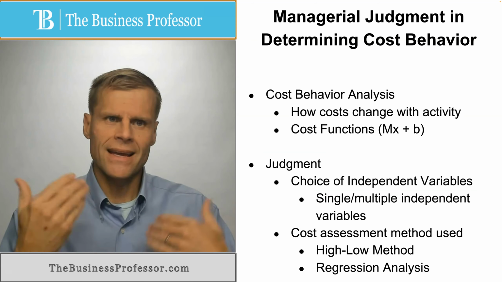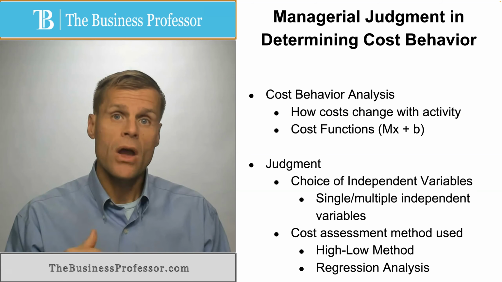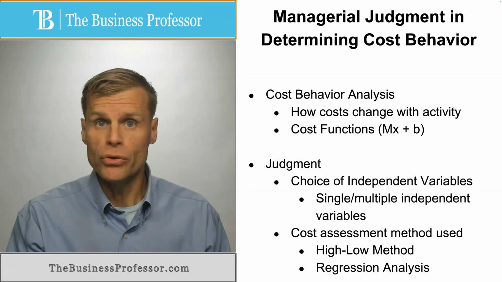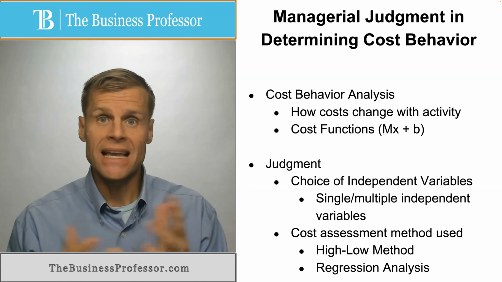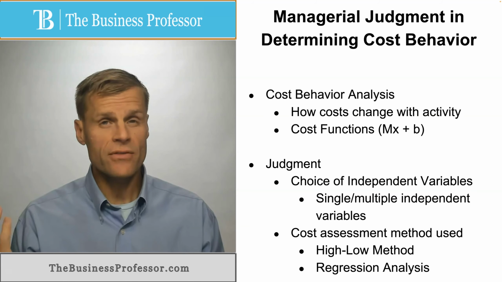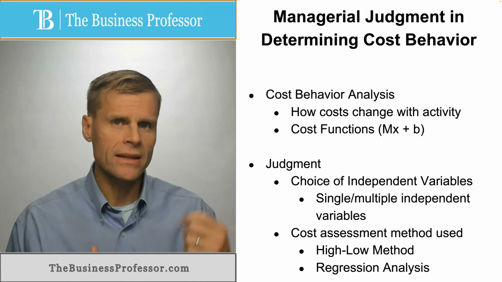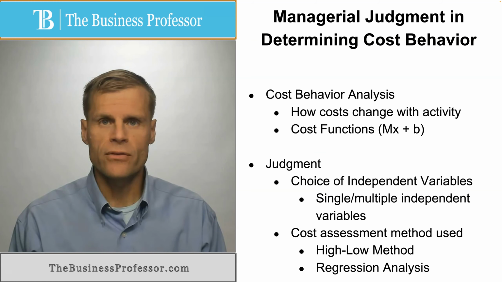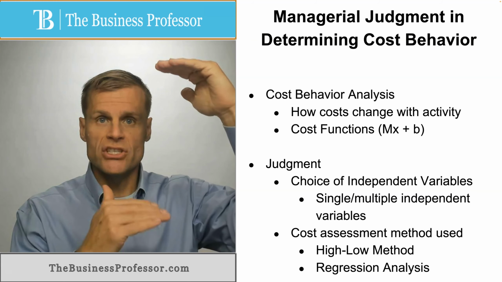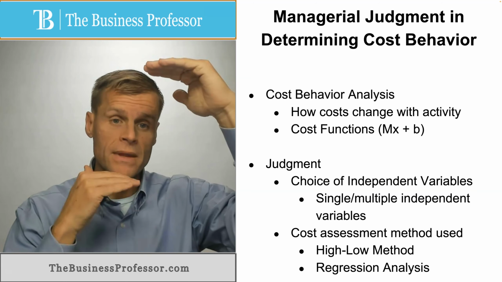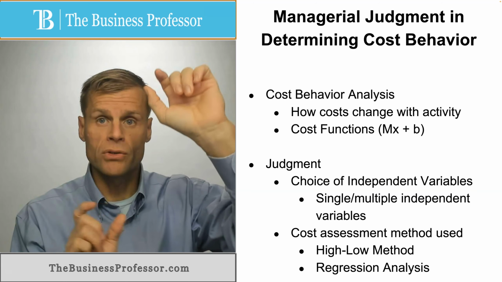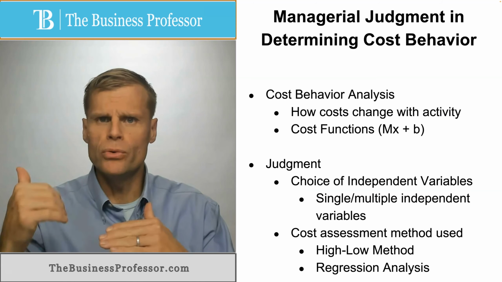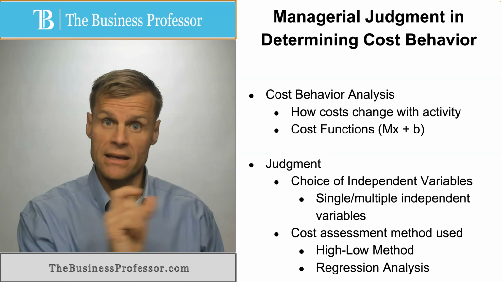Another aspect of managerial judgment is what type of cost method or assessment method do you use? How do you identify the changes in cost for that variable? There are several different methods. Two of the most common are the high-low method and then a regression analysis. The high-low method is the simplest, the most straightforward. You would simply look at the changes in cost, the highest cost over a period of time and the lowest cost, with regard to the number of hours or what other unit of measure you have for the behavior that gives rise to that cost.